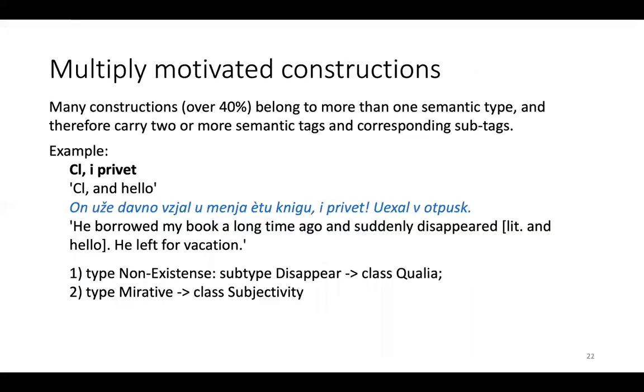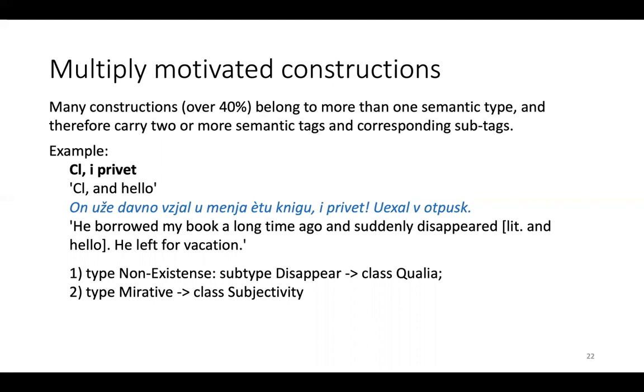In our database, many constructions represent more than one semantic type. In fact, over 40% of constructions carry more than one tag to capture different aspects of their semantics. A good example comes from the construction clause и привет, literally clause and hello, as in the sentence «Он уже давно взял у меня эту книгу и привет, уехал в отпуск», meaning he borrowed my book a long time ago and suddenly disappeared, literally and hello, he left for vacation.